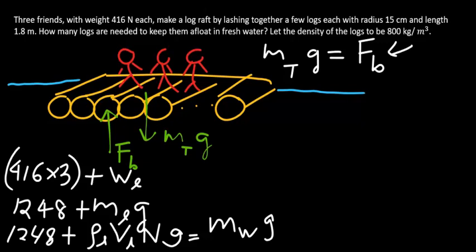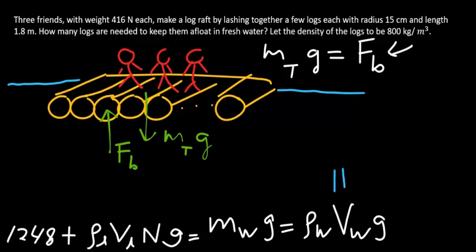In this case, it is the weight of the water displaced by all the logs, because only the logs are under the water. The mass of the water displaced is the density of the water times the volume of the water displaced. And to get the weight, you multiply that with gravitational acceleration. The volume of the water displaced is the same as the volume of all the logs. That is that term. So let's substitute VW with VLN.